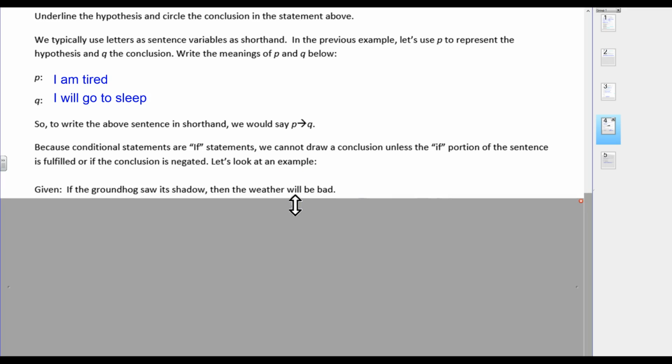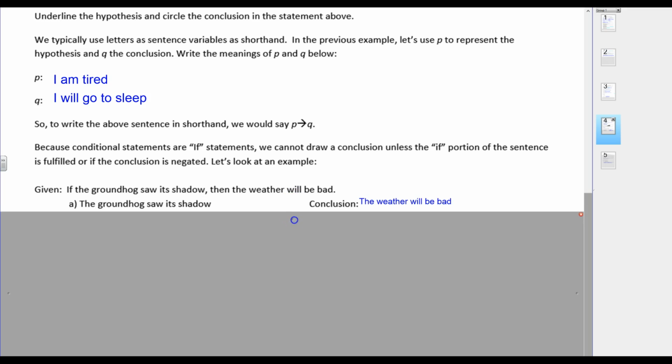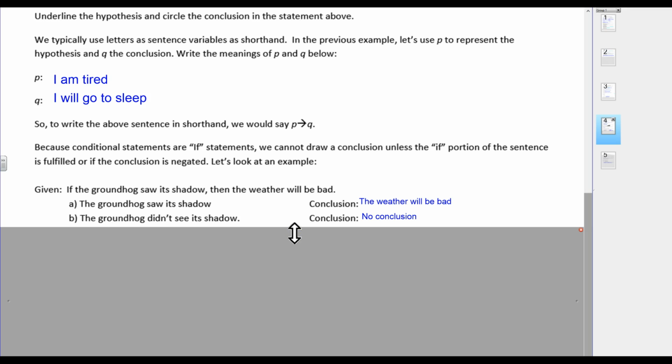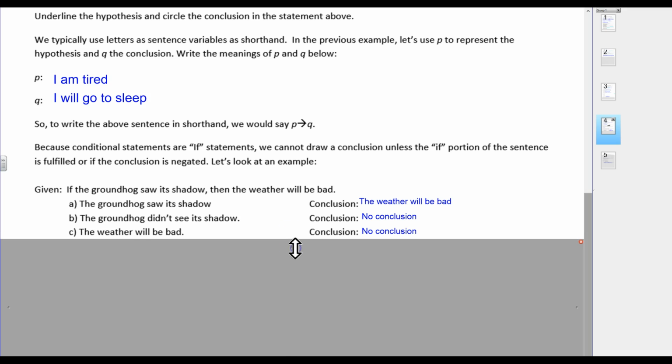If I'm given that if a groundhog shows its shadow, then the weather will be bad. Well, if I know that the groundhog saw its shadow, we can conclude that the weather will be bad. By the way, guys, we're assuming that this given is a true statement. Whereas if I know that the groundhog didn't see its shadow, we can't draw any conclusion at all because I don't have any information about what happens if the groundhog doesn't see its shadow. We don't know if it's going to be good weather, bad weather, neutral weather. We have no clue.